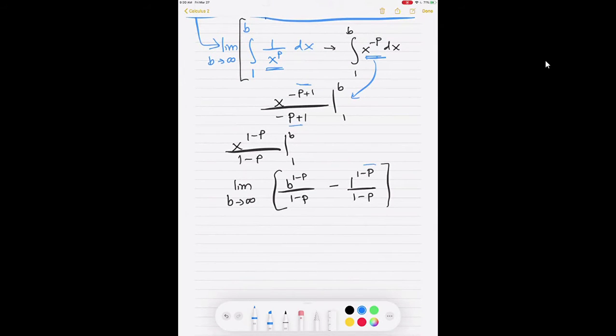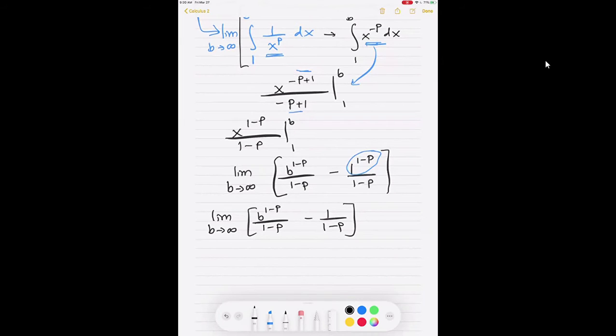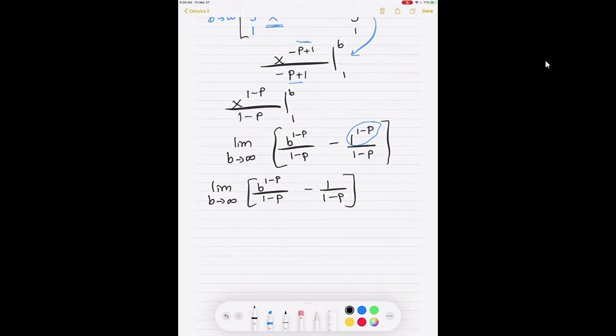You would agree with me that 1 to the 1 minus p is just going to be 1. So I'm going to write that: limit as b approaches infinity of b to the 1 minus p over 1 minus p, minus 1 over 1 minus p. Because whether 1 minus p is positive or negative, whatever exponent you throw at 1, it's just going to be 1. Now here is where the game begins. What could be the values of p? What if 1 minus p is equal to 0? In this case, p equals 1, and I know it is divergent.